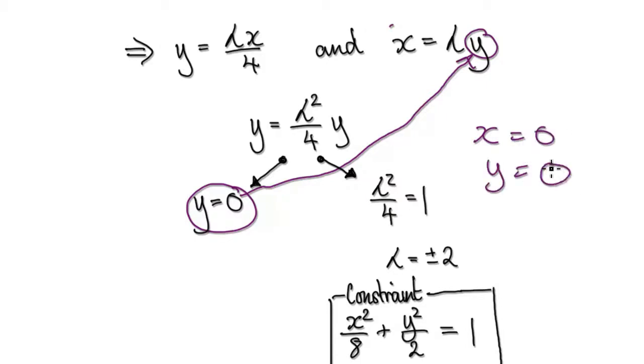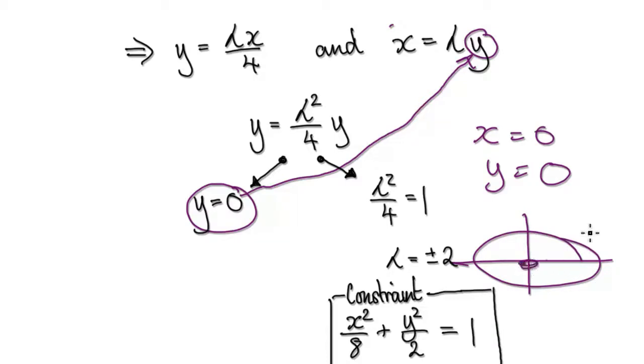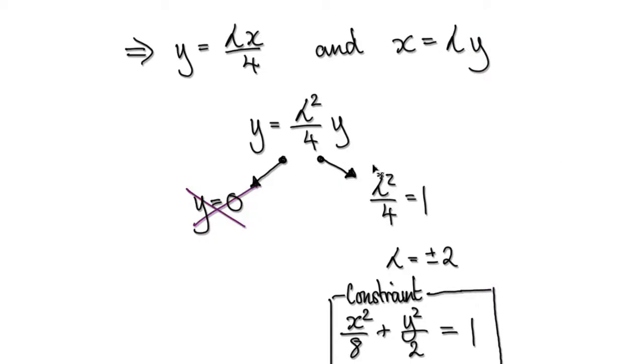But remember, we must live on the ellipse. The origin is out of play. We are not concerned about the origin. So let's just ignore this. So now looking at this, it would mean that lambda must be plus 2 or minus 2.